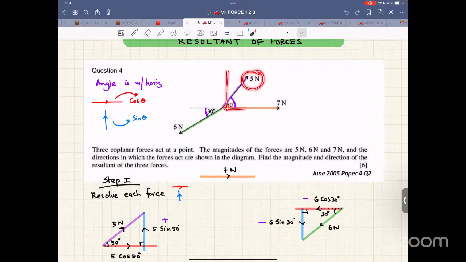The original force should be sandwiched between the components. If this is a 6 Newton force, 6 cos theta should be in this direction, and 6 sine 30 should be in this direction. A force that is horizontal needs no resolution. A force which is vertical needs no resolution. Three coplanar forces are acting on the same surface, with magnitudes such and such. Find the magnitude and direction of the resultant of the three forces.